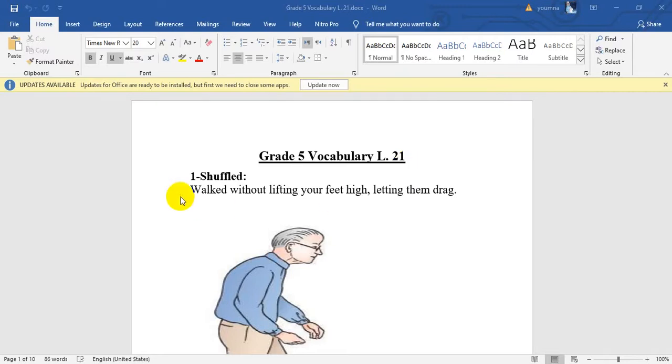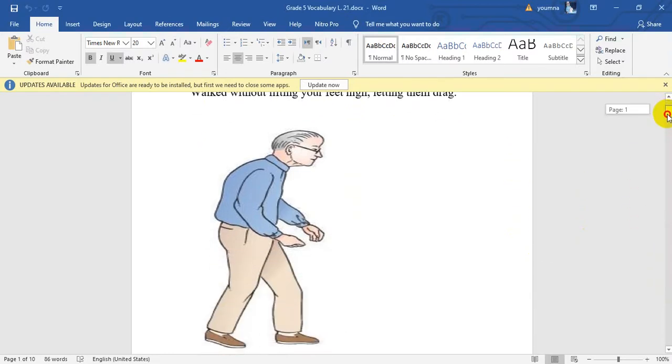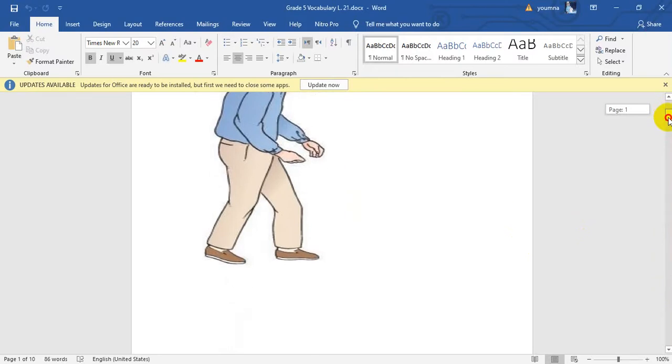The first word is shuffle. Shuffle, guys, it's walked without lifting your feet high or letting them drag. It means that you feel that it's really hard to move, so you cannot move normally as others because of sickness or because a person is old.